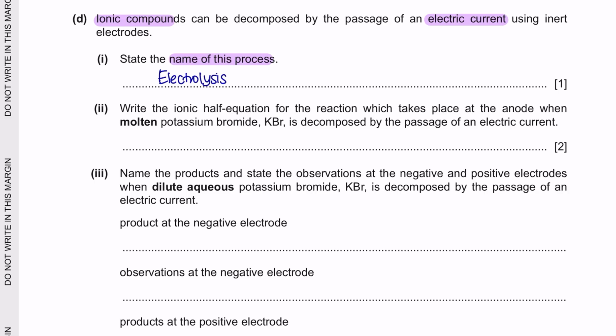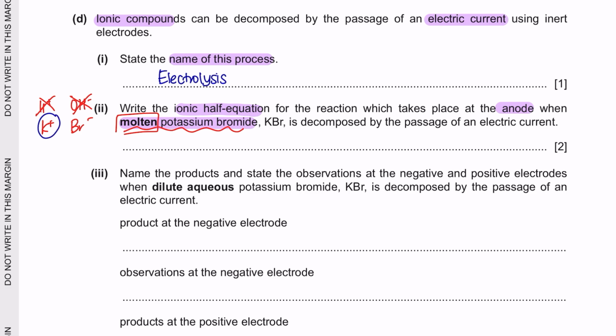Part 2. Write the ionic half equation for the reaction which takes place at the anode when molten potassium bromide is decomposed by the passage of an electric current. The ions present inside a molten potassium bromide are K+ and Br-. Molten means that there is no water molecule present, meaning no H+ and OH-.